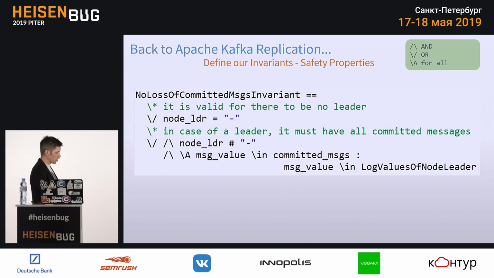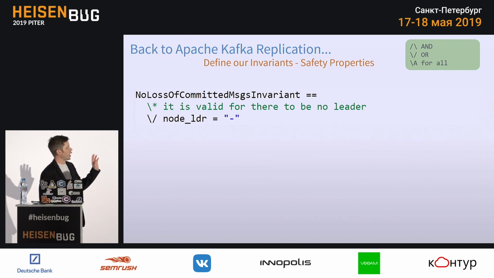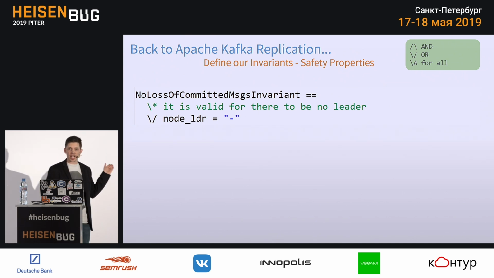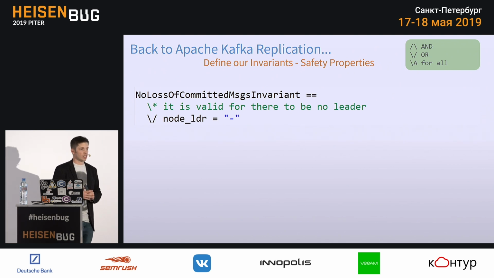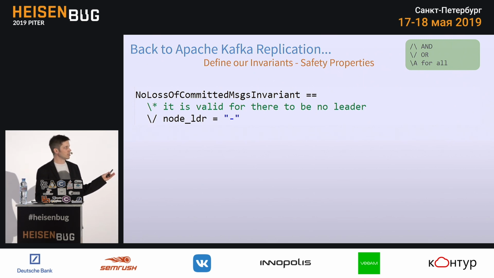So this is our another formula. Okay, and the model checker can always check to see if this formula is true. If it is false, then the model checker will stop. So one thing is it's valid for there to be no leader. Okay, we don't want it just to fail just because there's no leader. So if there's no leader, then we can't check to see if there's been message loss, because we need to check once there is a leader again.